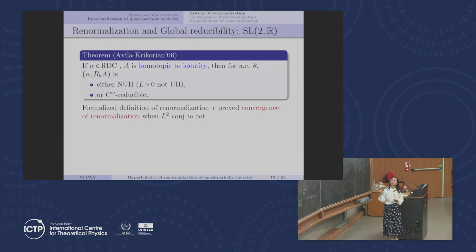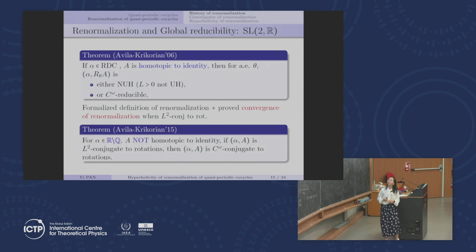So let me first state the other one. What about the case not homotopic to identity? What they proved is that for any irrational alpha and A not homotopic to identity, if we start with L2 conjugate to rotation, then in fact we can show that (alpha, A) is analytically conjugate to rotation. So what is behind the two theorems? First, by Cotlar's theorem, they already know that the essential condition they can start with is L2 conjugate to rotation. And that is what provides the a priori bound and guarantees the convergence of renormalization.